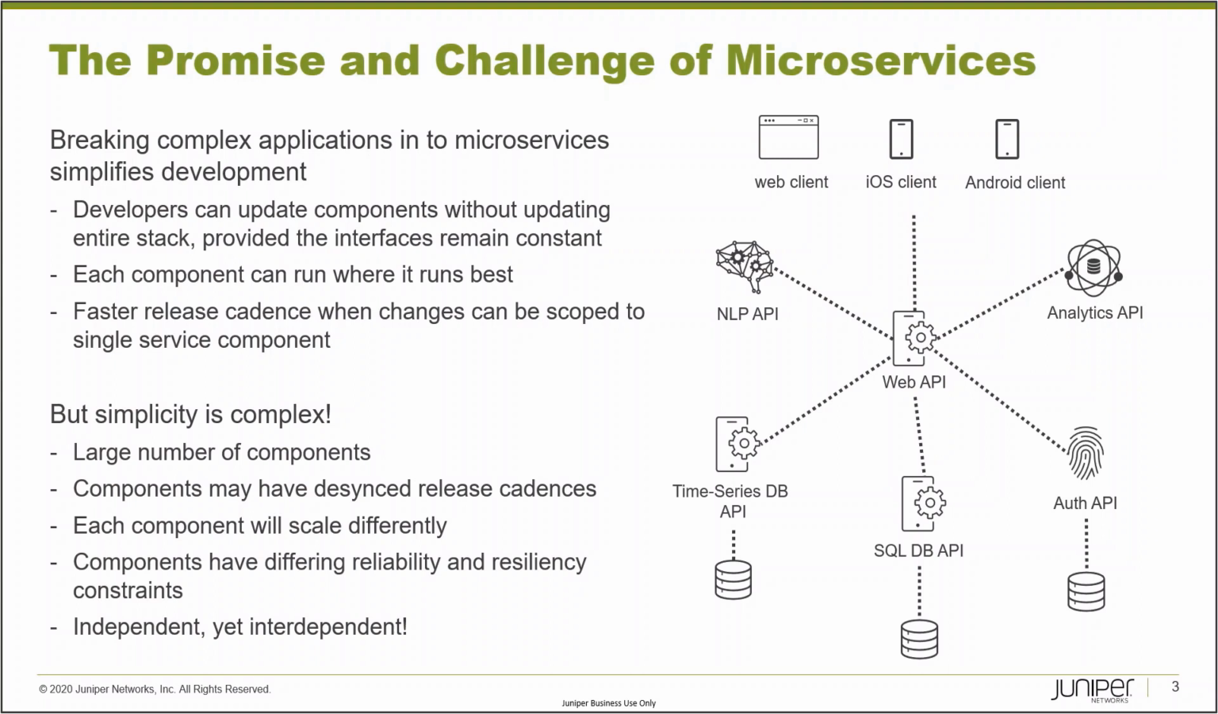Now, at the same time, we want our services to still seem simple from the perspective of our end users. And creating that simplicity is actually inherently complex. We're managing a large number of components that now have desynced release cadences. Those components are going to have different scaling needs. They're going to have different reliability and resiliency constraints. So we are now dealing with microservices components that are both independent and yet at the same time interdependent when it comes down to actually providing a service to our end users.